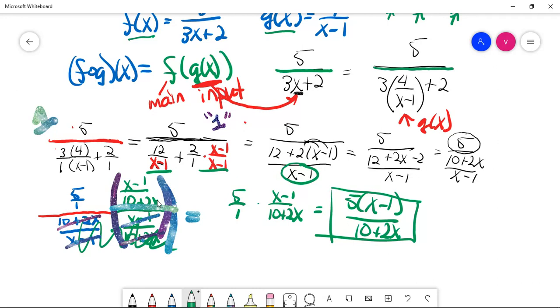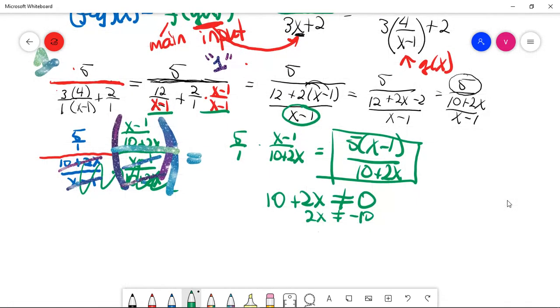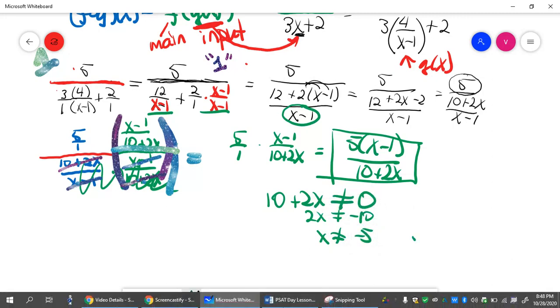And again, the denominator is never equal to 0. Okay, so what would make that equal to 0? Work it out. So 2x cannot equal negative 10. Divide by 2. Let's move that up a little bit so we can finish this off. So x cannot equal negative 5. And there we go. So that's that. That's the domain. It's the real numbers, but x cannot equal negative 5. Finish.